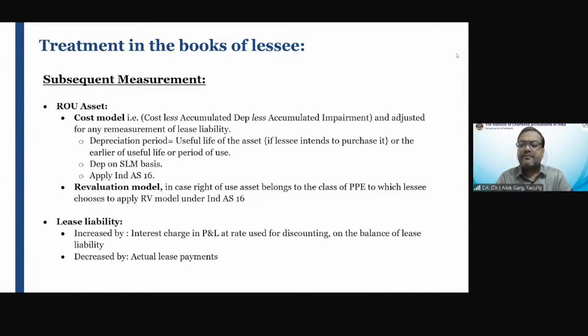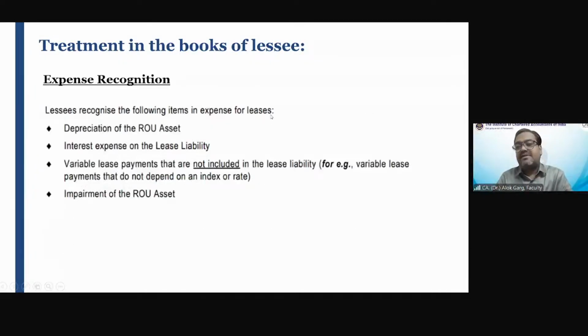And friends, when the present value is 3 lakh and you add interest of 2 lakh, it will become 5 lakh and you will pay 5 lakh. This liability will become zero. This is what we have discussed, right?